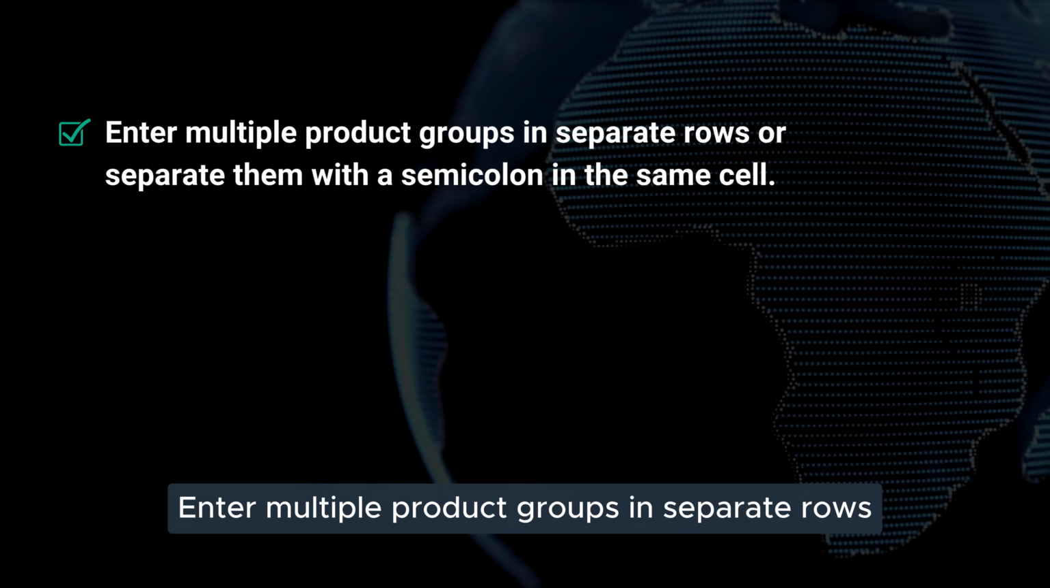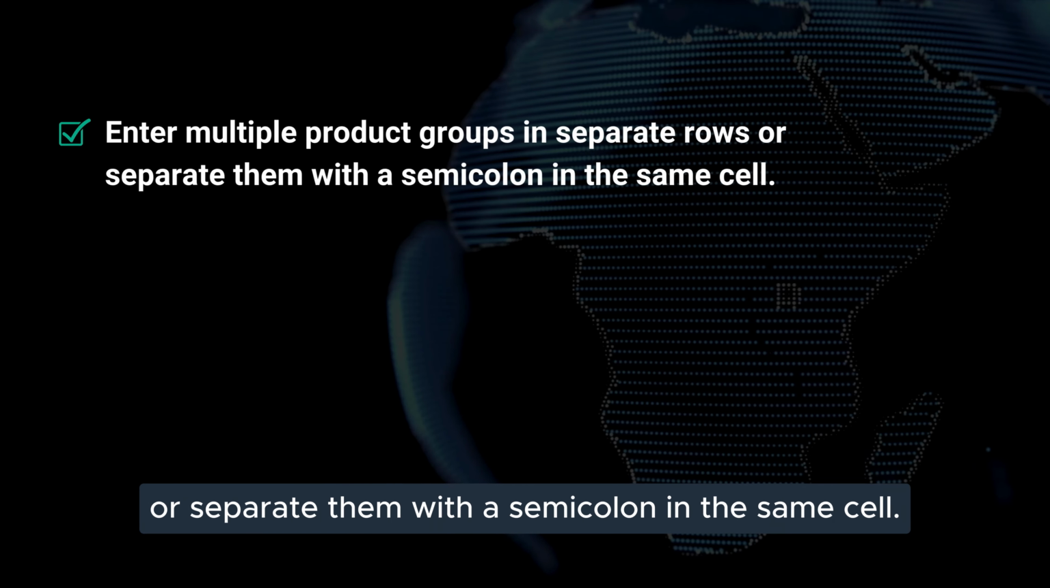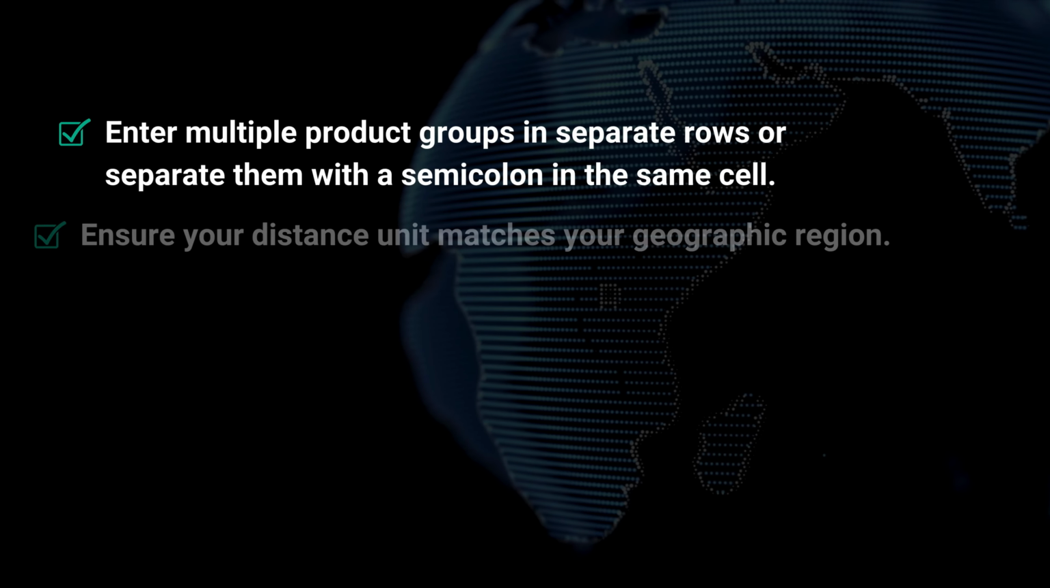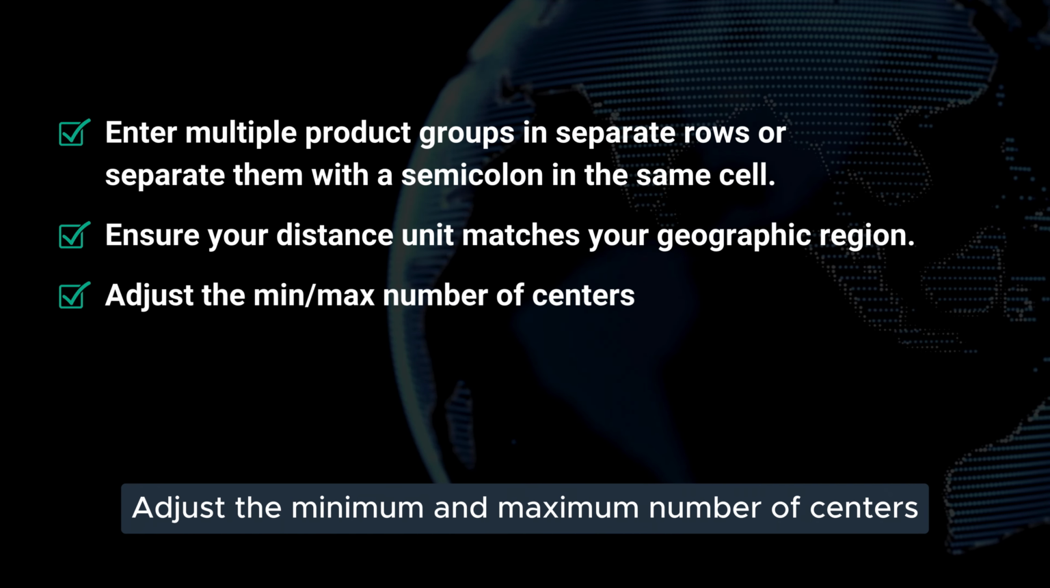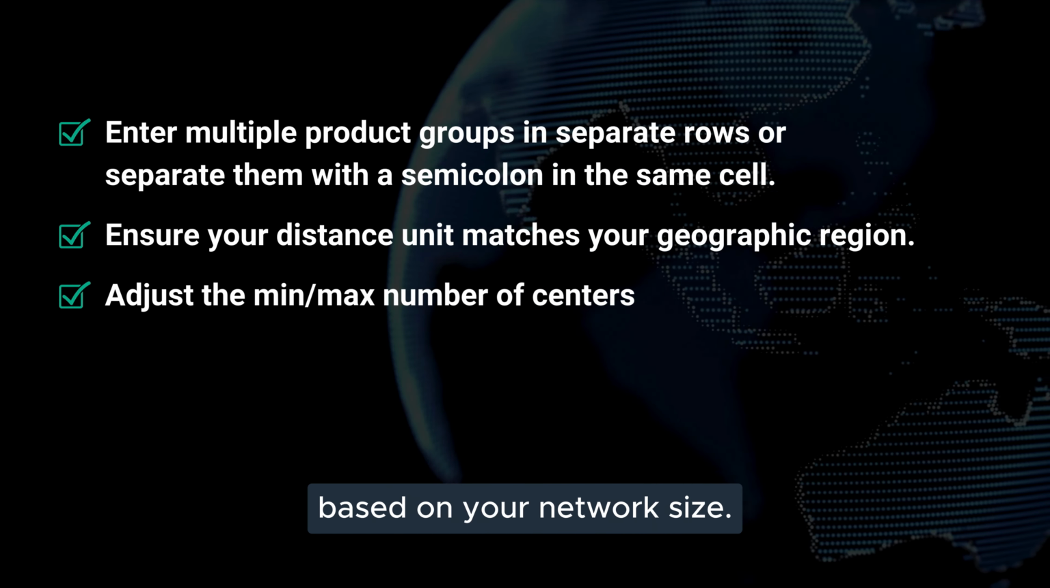Enter multiple product groups in separate rows or separate them with a semicolon in the same cell. Ensure your distance unit matches your geographic region. Adjust the minimum and maximum number of centers based on your network size. Set a realistic outbound-inbound cost ratio to reflect your operations.